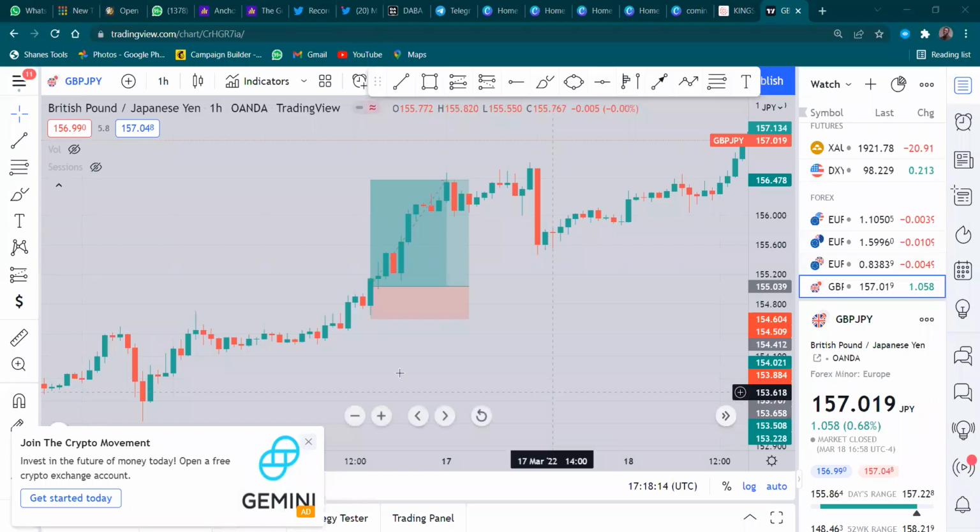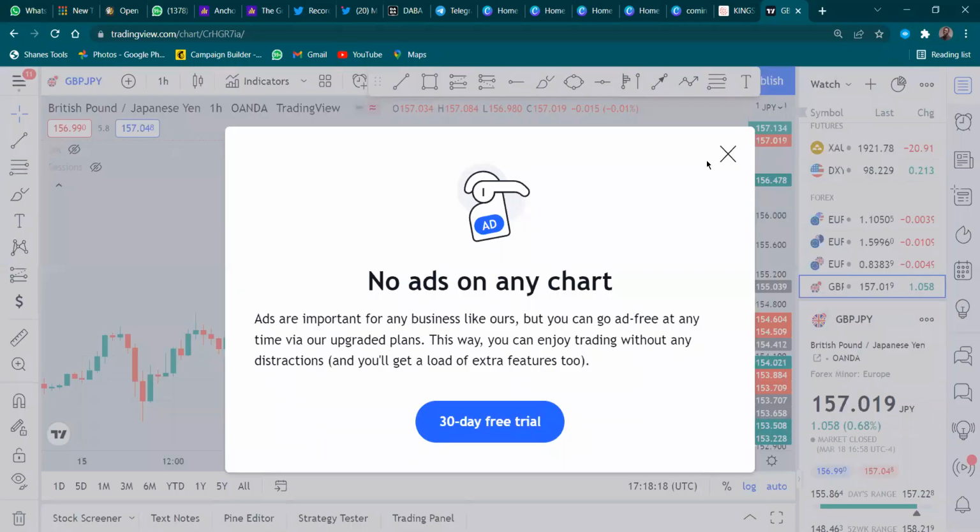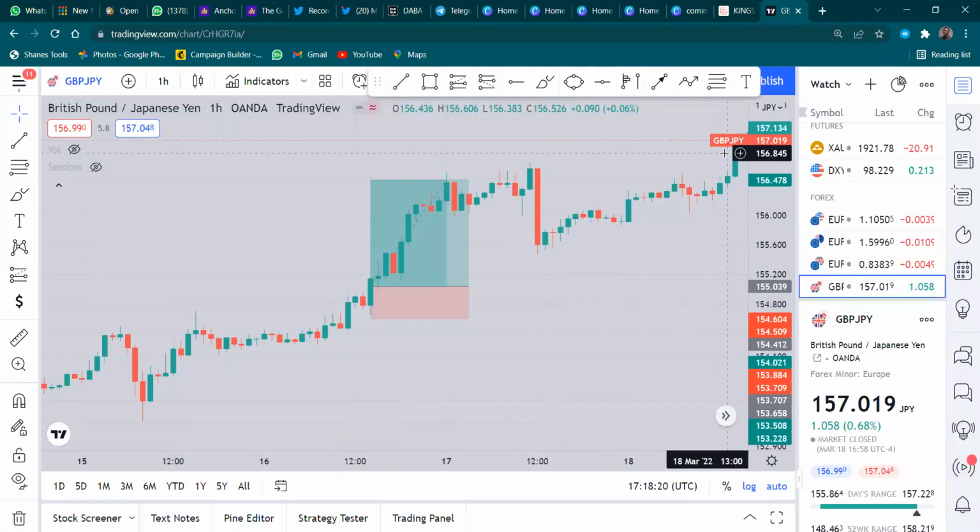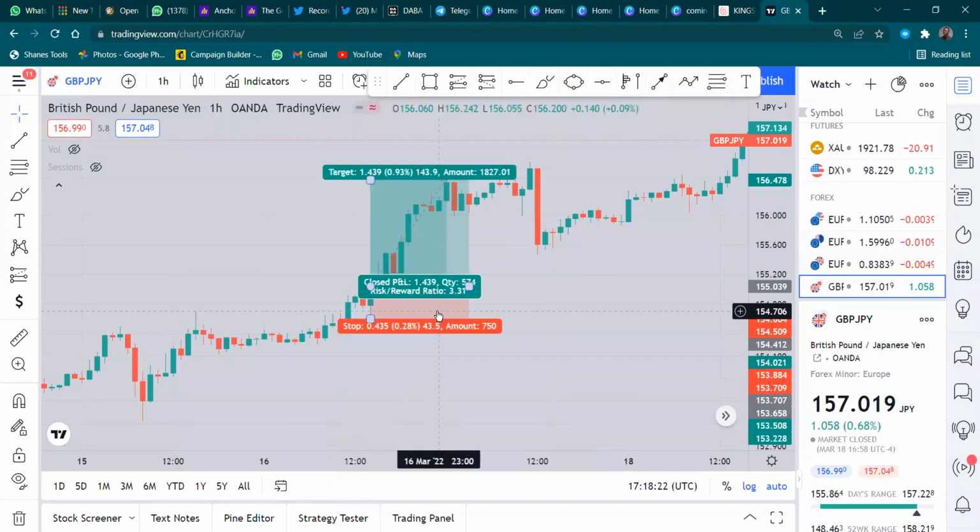This is to help us understand our risk to reward ratio. This is a trade I took last week, and as you can see, this red is showing areas of losses.